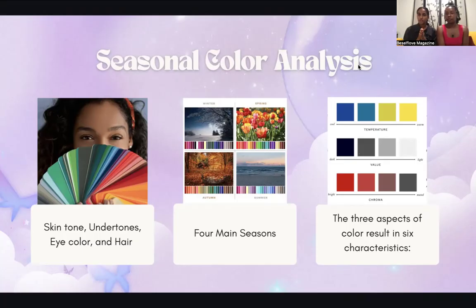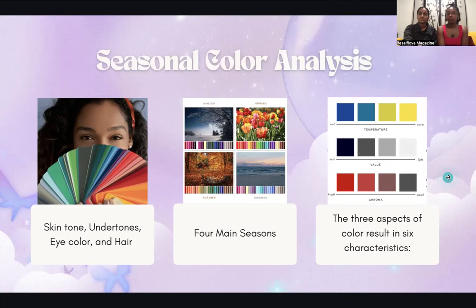So we look at the hue, the temperature of a color. Is it cool or warm? We have value. Is it dark or light? We have chroma. Is it bright or is it muted? And these are the six characteristics that form the foundation of a color analysis.